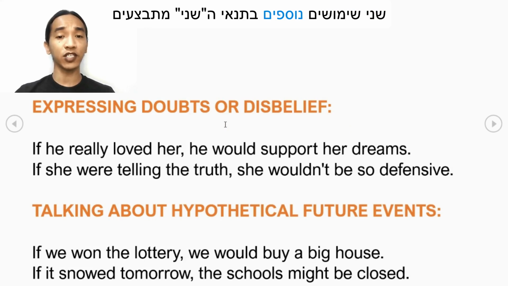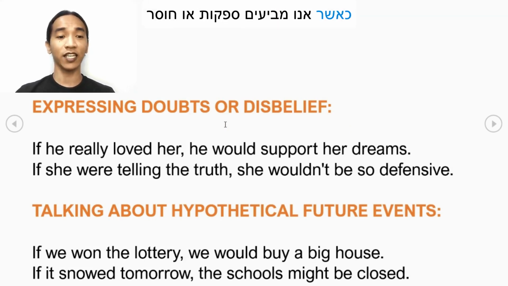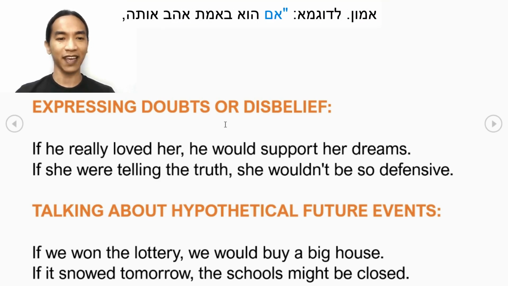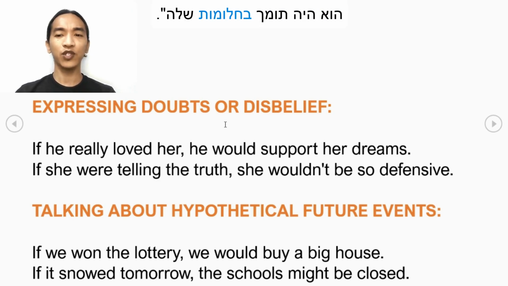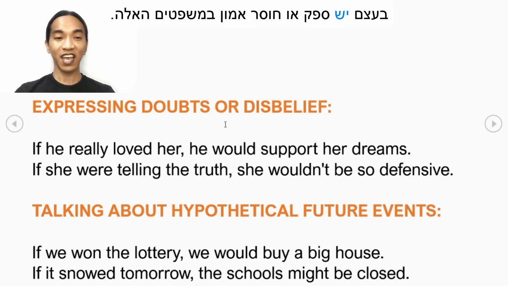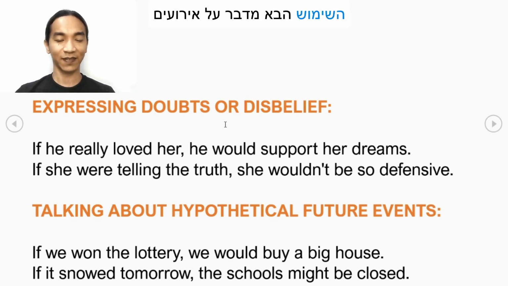So, two more usages of the second conditional is when we express doubts or disbelief. Example, if he really loved her, he would support her dreams. If she were telling the truth, she wouldn't be so defensive. See, there is doubt or disbelief with these sentences.